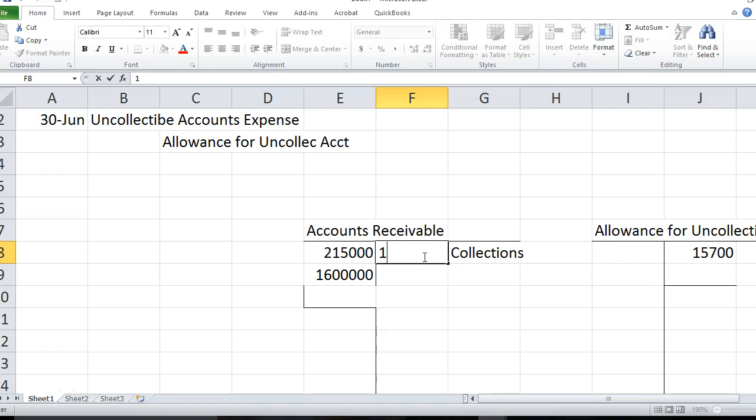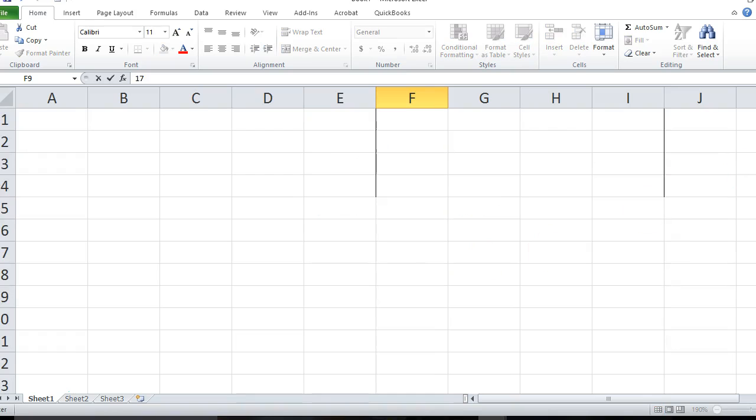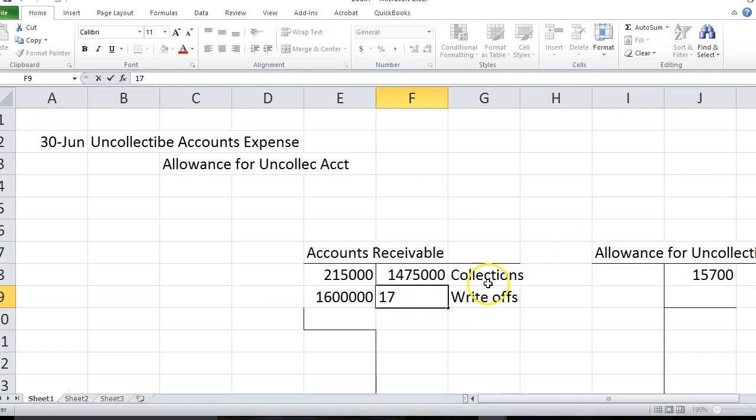1,475,000. Right? And how much was written off during the year? $17,500 was written off during the year. So what would our new balance in accounts receivable be?